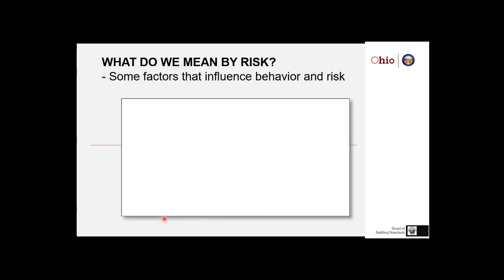Now let's talk about what we mean by this risk. Here are some of the factors that influence human behavior and risk. Whether an occupant is sleeping. As you can imagine, when you're sleeping, it takes a long time for you to become awake and alert before you can even begin the thought process of getting out of the building. We talked about this a little bit earlier.